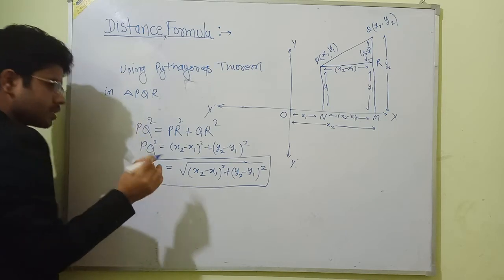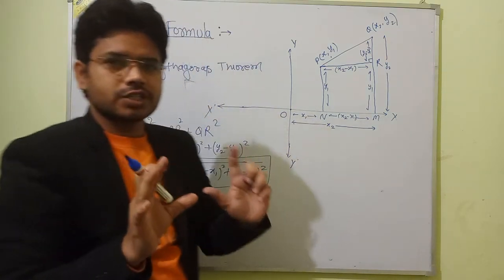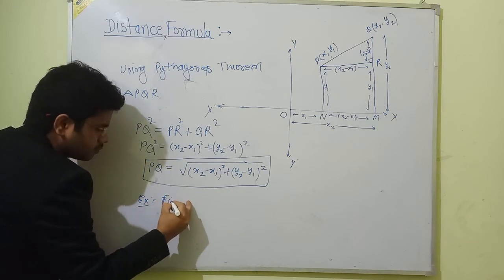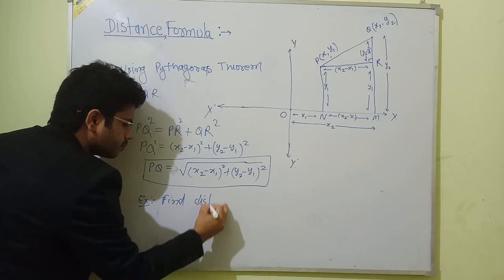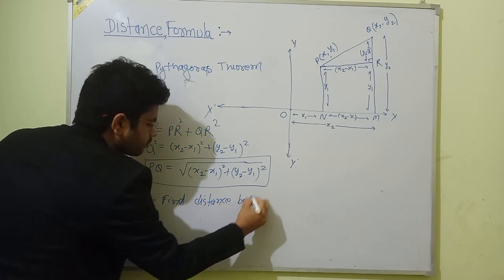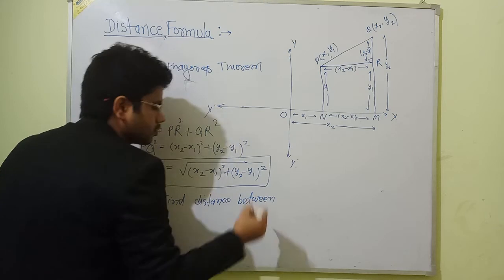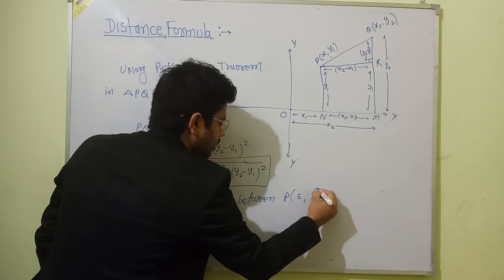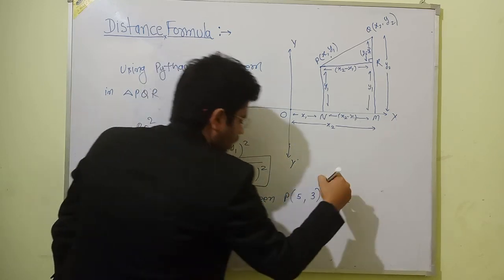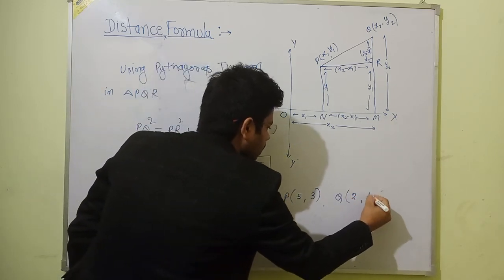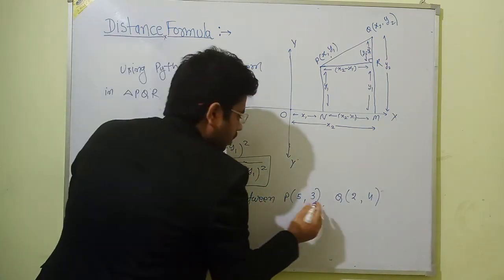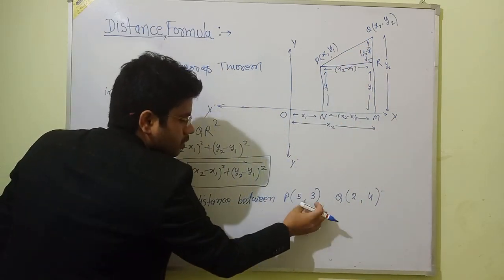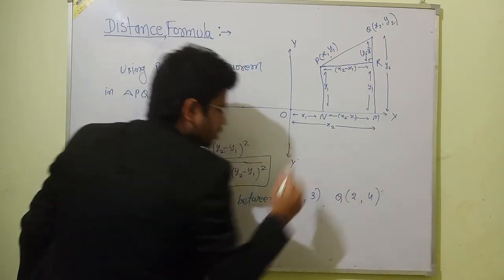Let us see an example to understand it clearly. The example is: find the distance between P, whose coordinates are 5, 3, and Q, whose coordinates are 2, 4. If we compare P and Q with x1, y1 and x2, y2, we get this is x1 and this is y1, this is x2 and this is y2.